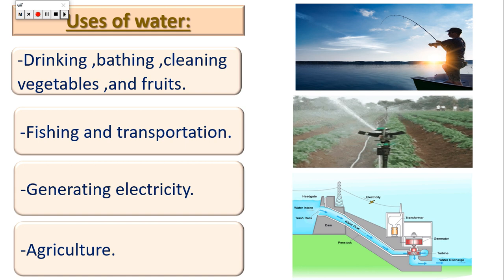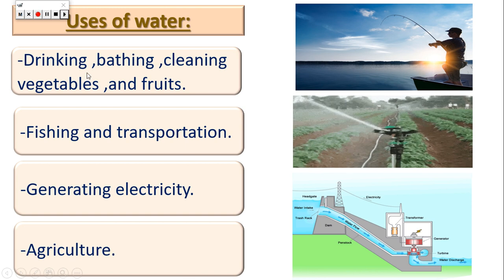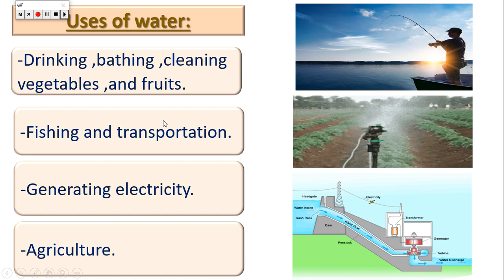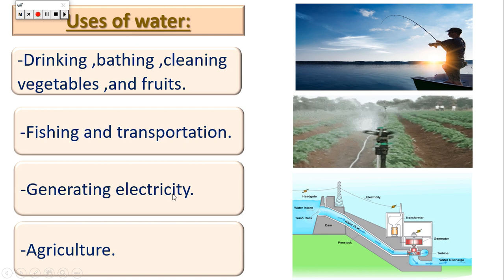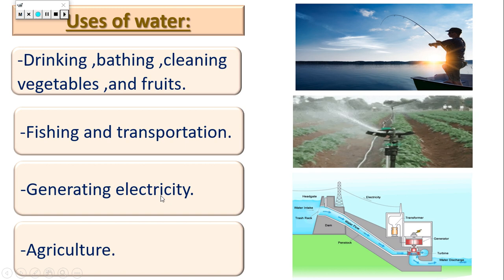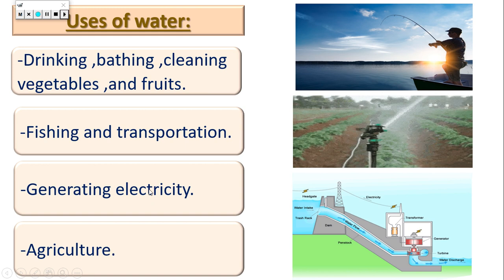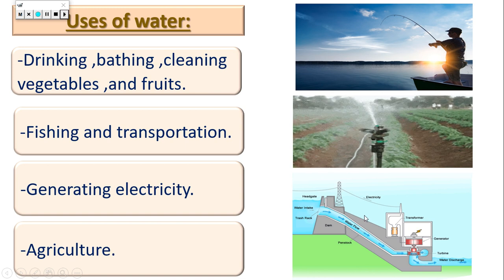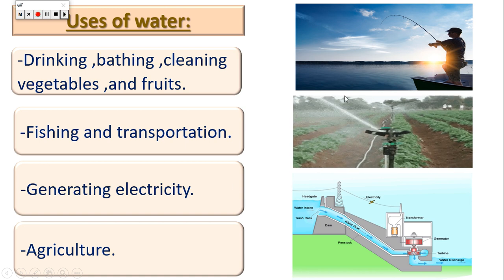Uses of water. We use water in all things in our life, like drinking, bathing, cleaning vegetables and fruits, fishing and transportation. When we ride the ship and go from one country to another, that's transportation by water. Generating electricity. As we took in primary four, we use water to generate electricity, hydroelectricity, like from dams and from the waterfalls. We put the turbines here, and the movement of the water generates electricity for us. And also in agriculture, meaning planting, like this picture.